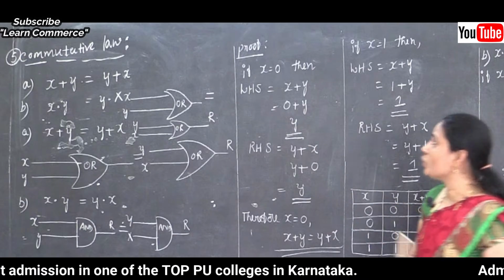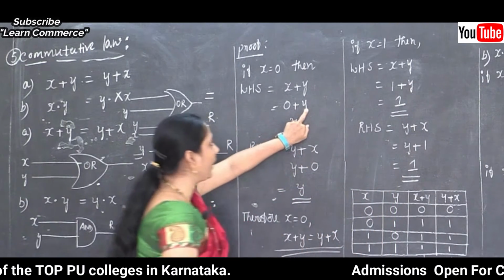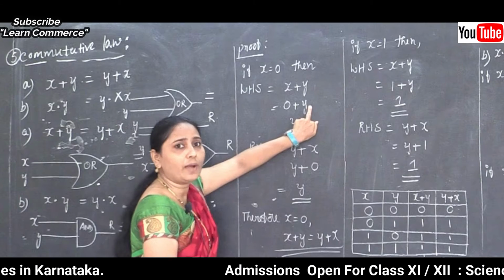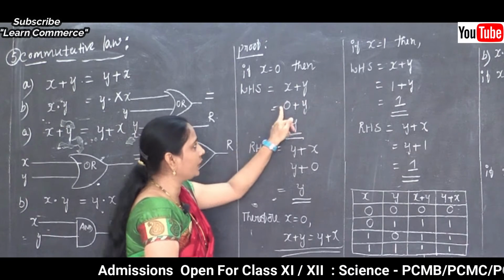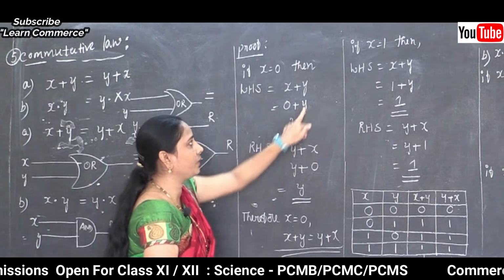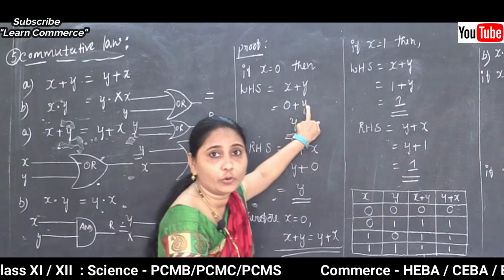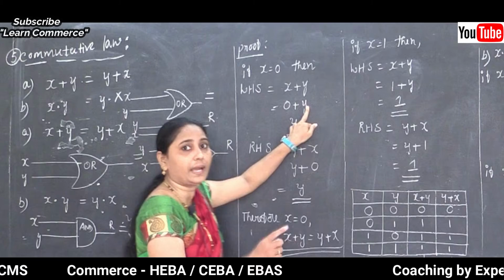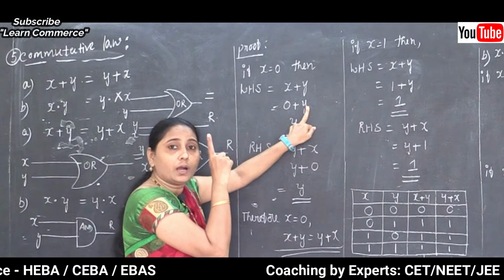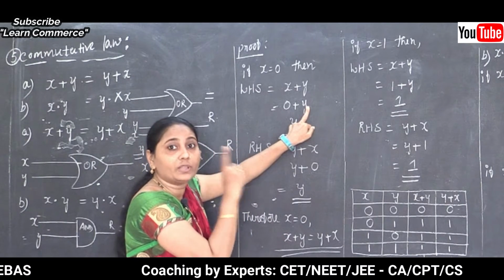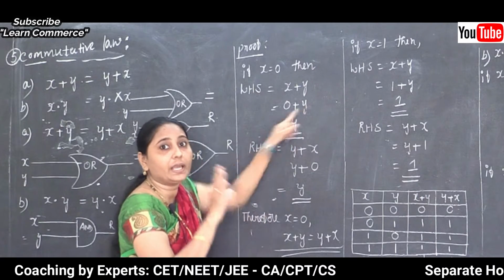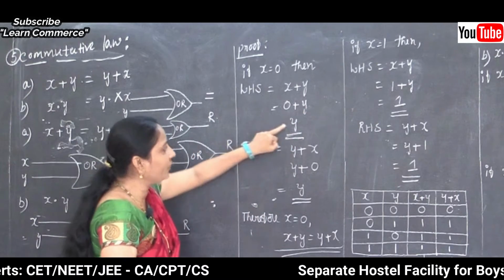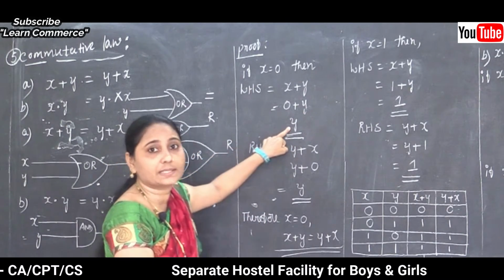Now when you add 0 plus y, maybe the y value is 0, so 0 plus 0. The answer depends on the y value. Or maybe the y value is 1. What answer will we get? The answer is 1 only. So it depends on the y value that the answer is provided. So we can say that the answer will be y.